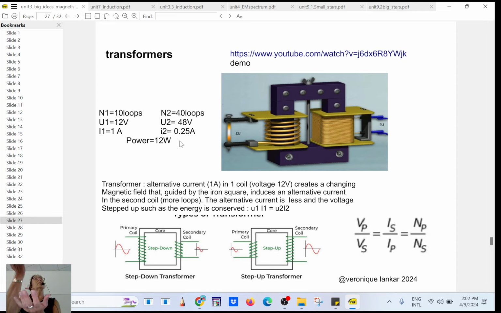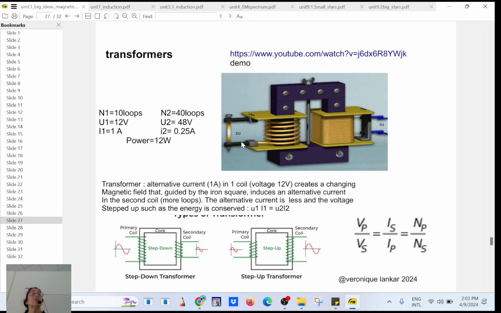So if you have a step-up transformer, the voltage increases, but the current decreases, such that when you multiply them, you get the power, which is energy consumed or produced per second. The power is the voltage times the current. So here it's going to be 12 watts. Input is 12 watts, output is 12 watts. We already discussed that a lot.